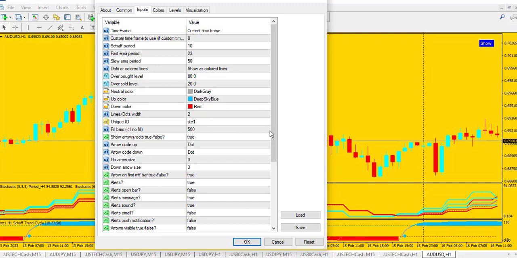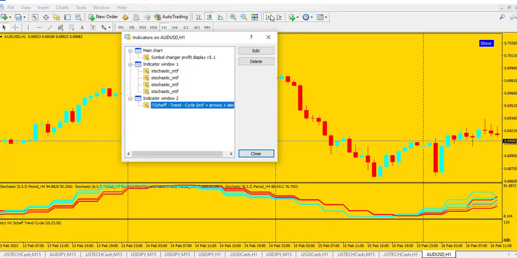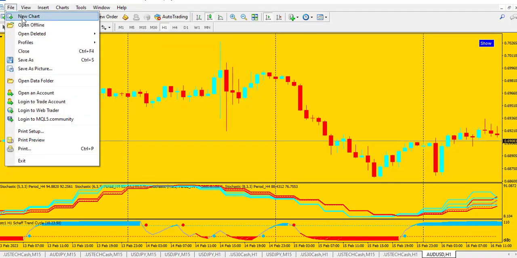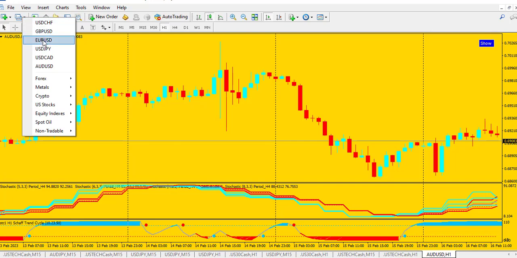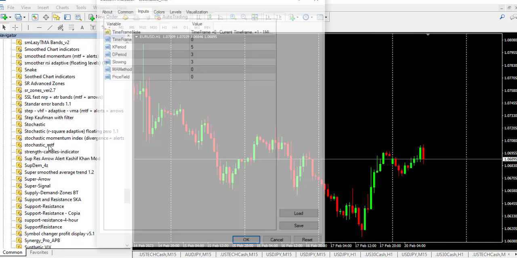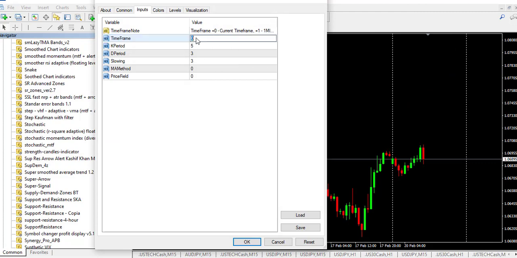Just make sure you set it up like this and click OK when you are done. Now let me move on to a new chart entirely and set this particular strategy up. So here is the indicator, and here is the value, and this is what you need to change, 240.